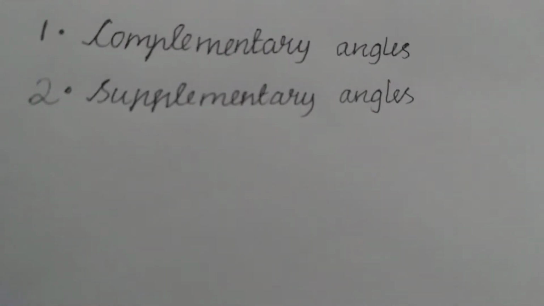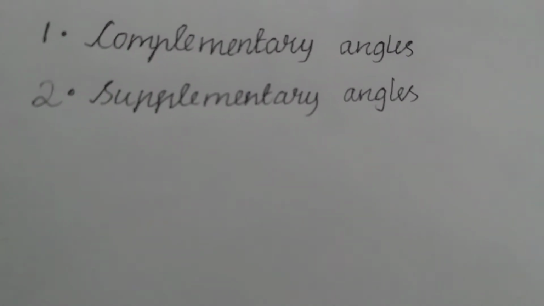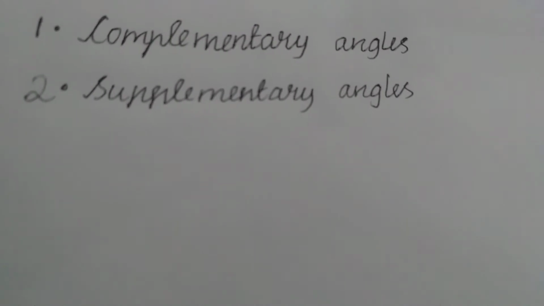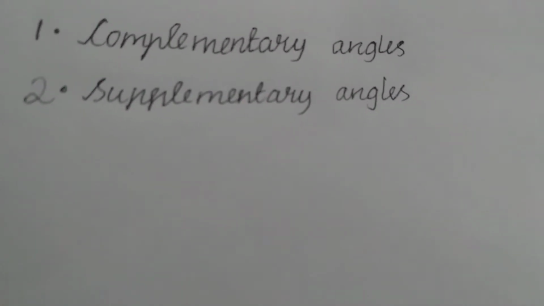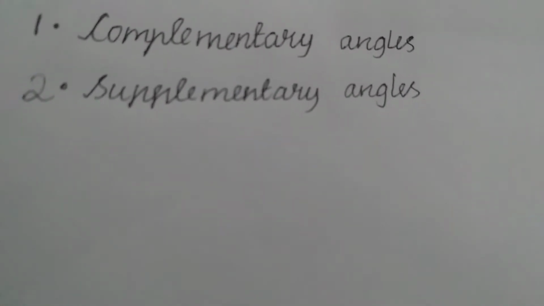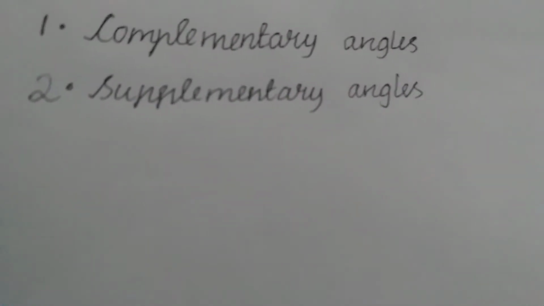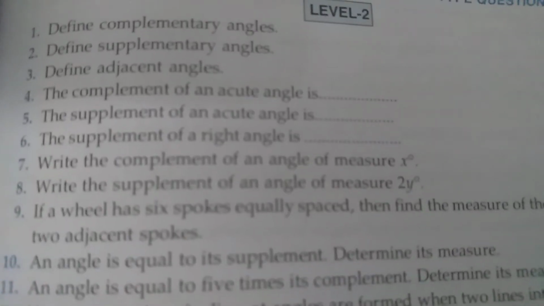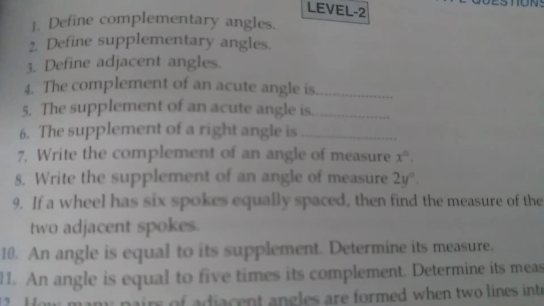Let's define it. When the sum of two angles is 180 degree, then those angles could be called as supplementary angles. Or we can define as when two angles sum up to 180 degree, then those particular angles can be called as supplementary angles. The next question is define adjacent angles.